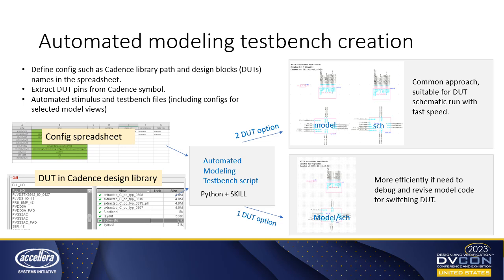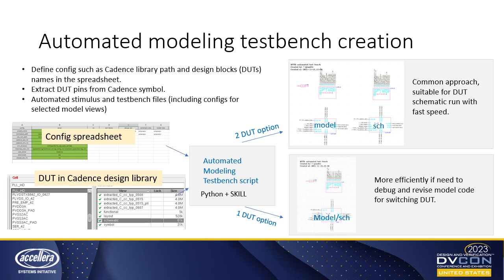In the next section, I'm going to talk about how to create a modeling testbench with automation. The input of the automation scripts consists of two parts. The first part is the config spreadsheet, which specifies the Cadence library path and also the names of design blocks for DOT. The other part is the DOT schematic and the model, which are available in the Cadence library. The script is mainly written in Python, but also has a SKILL script which can automate testbench creation, including the stimulus model template and the testbench connectivity.